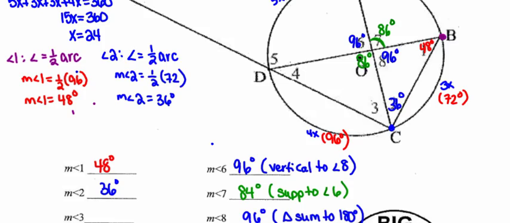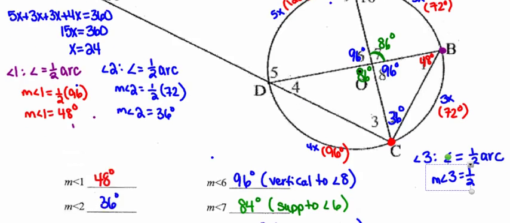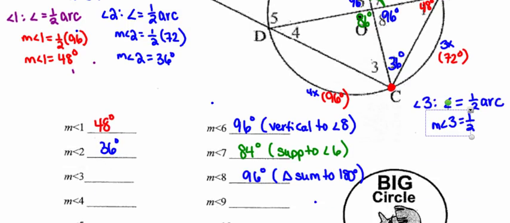All right, I'm going to go back to angle 3 now. Angle 3 has its vertex on the circle. So the degree measure of angle 3 is going to be equal to half of the arc that it intercepts. So the measure of angle 3 is going to be half of the 120, or in other words, 60 degrees.